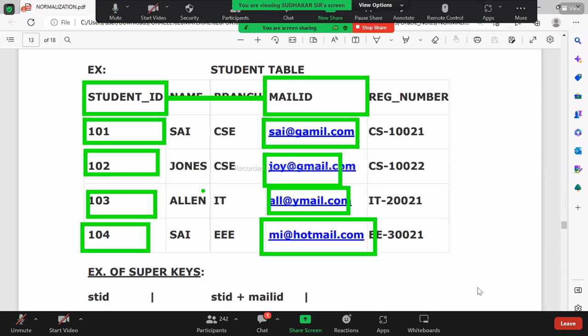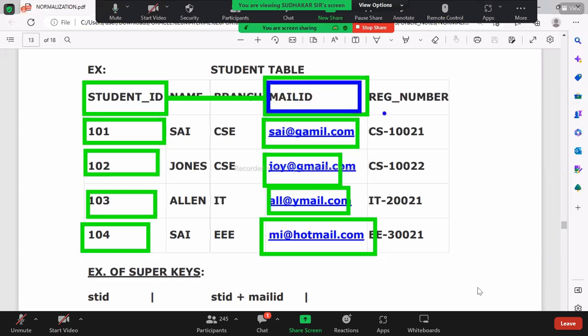Understand? So that means student ID plus mail ID, this 2-column combination also maintains uniqueness. Yes or no? So the combination of columns' data also maintains uniqueness in your table. That means I can say this combination of 2 columns is also called a super key. Right.